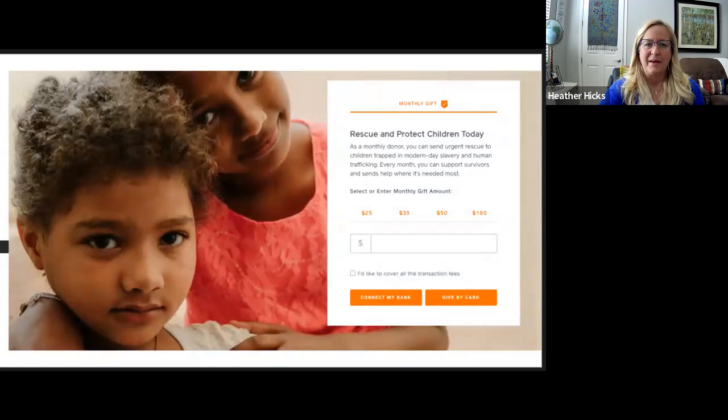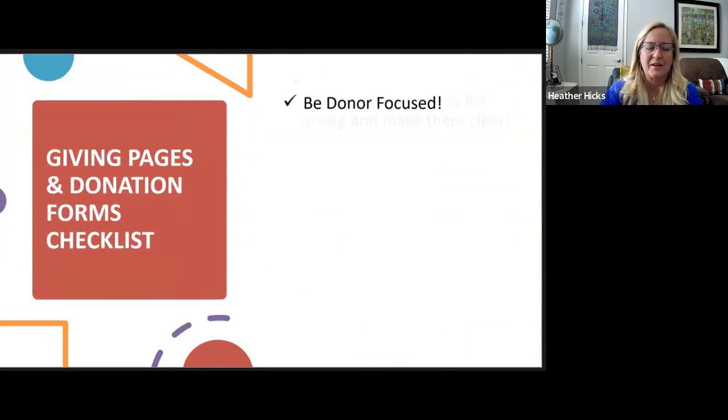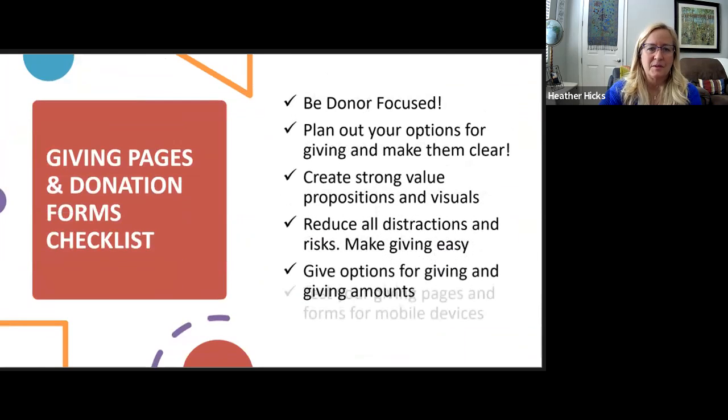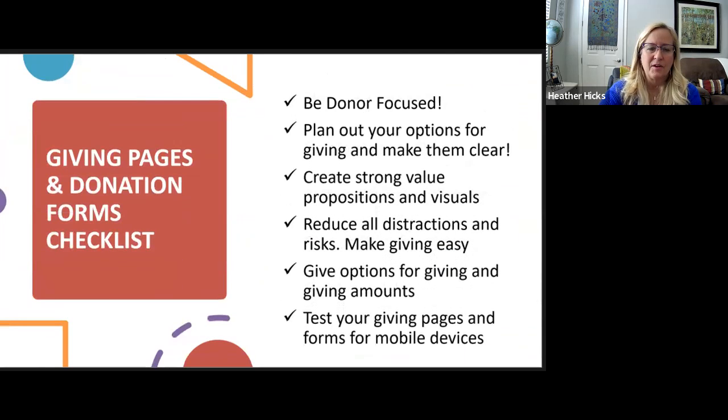All right, wrapping that up. Here's another good example. You can even look here and ask, what do they do well and what don't they do well? Because nobody does it perfect. So here's kind of our checklist. Be donor focused, plan out your options for giving, make them clear, make them obvious, make them simple, create value propositions, and have visuals.